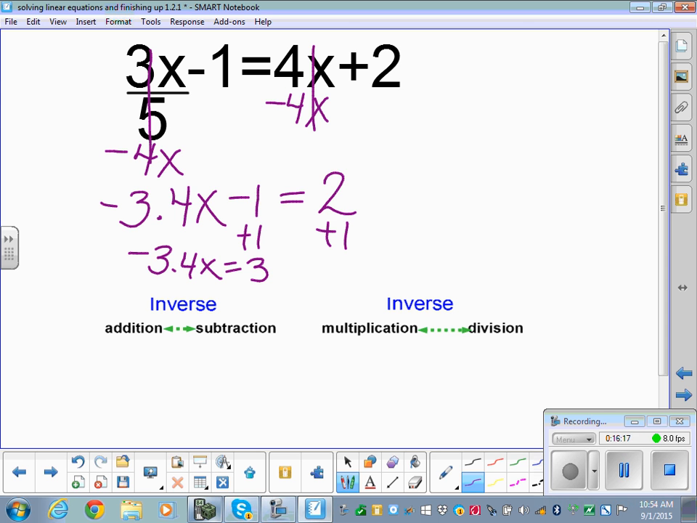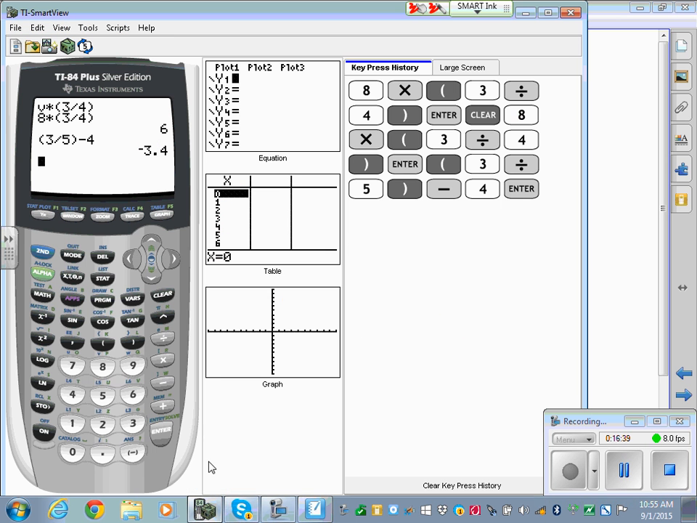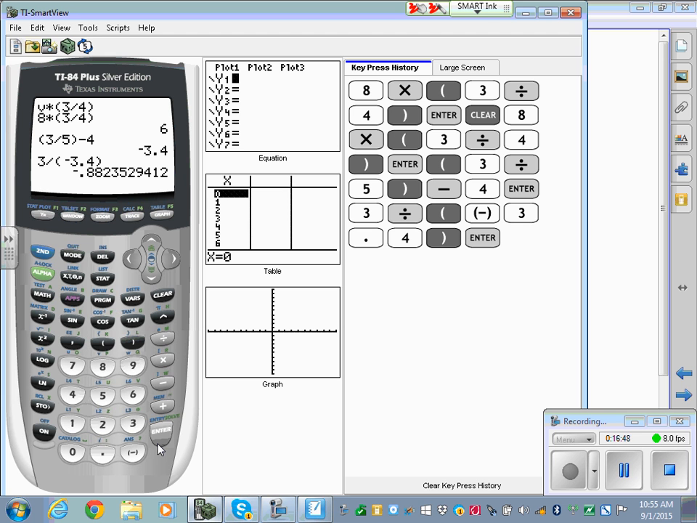What's my next step? Good, that's just a number. Divide both sides by negative 3.4. So then over here, those go away. So I have x is equal to 3 divided by negative 3.4. You'll type it on your calculator. 3 divided by parentheses, negative 3.4. It's going to give you an answer. Now that's my final answer.